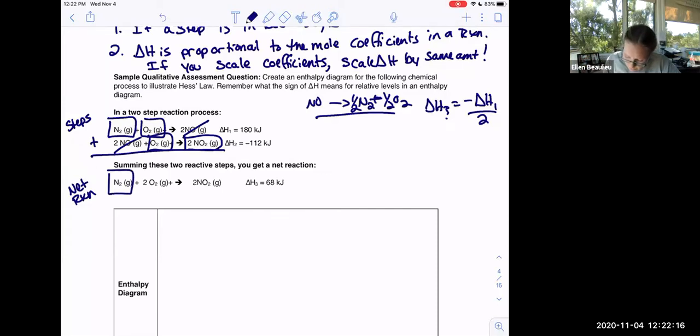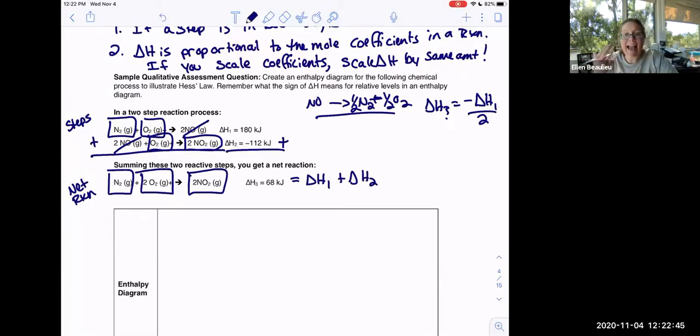I got N2 as a reactant. I've got 2 oxygens as a reactant, and I've got 2 nitrogen dioxides as a product. That's what I overall would get from summing these. If you add steps, then you also can add delta H's, and that is Hess's law. So delta H3 is literally delta H1 plus delta H2. I add those two changes in enthalpy of the individual steps, and I get the change in enthalpy of the overall reaction for my net reaction. How are we holding up?